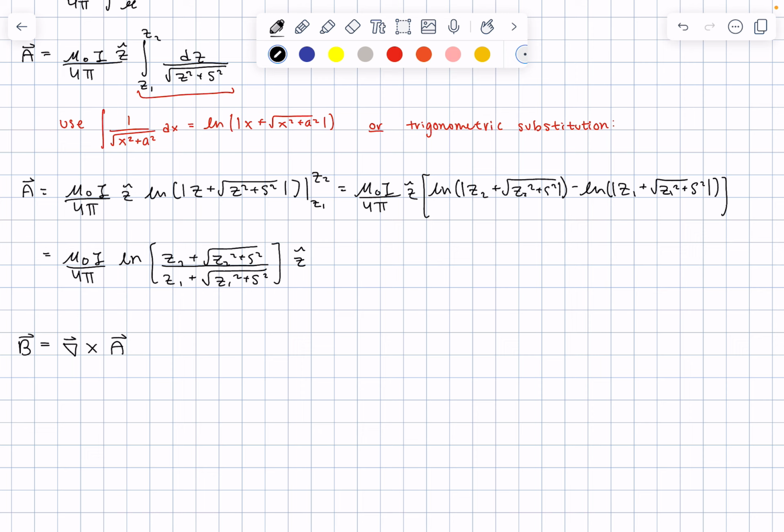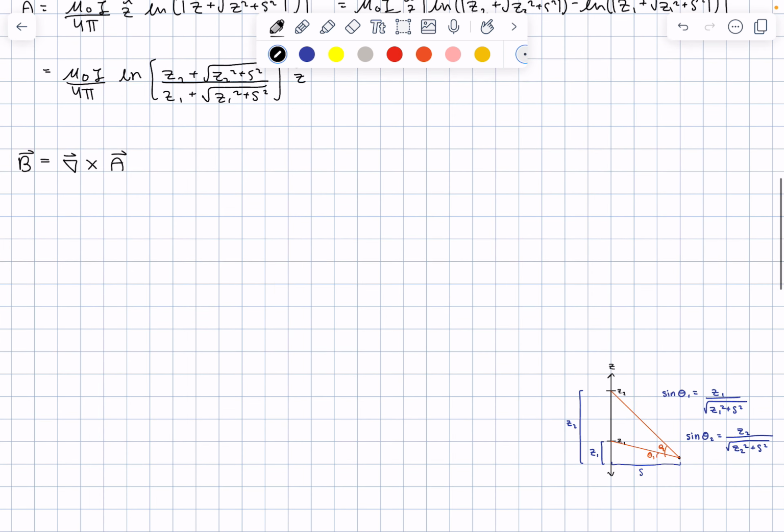So we need to find the magnetic field, which we can do by taking the curl of this vector potential. And so the nice thing about this is that the only variable is our radial variable s, and we only have a component in the z-hat direction. So that makes our curl easier, and it'll just be equal to the negative partial derivative with respect to s of our magnetic potential vector, and this will be in the phi-hat direction.